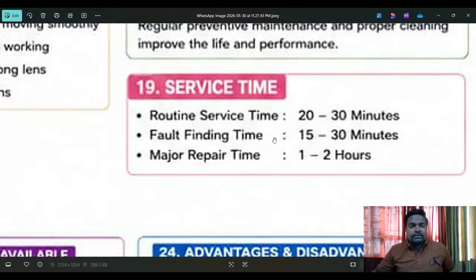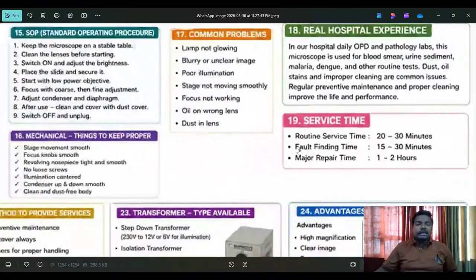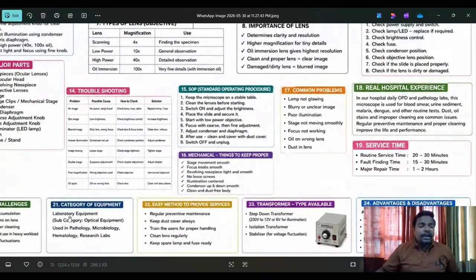Okay, right. And fault finding time is 15 to 30 minutes, and major repair time is 1 to 2 hours. Why do I say 1 to 2 hours? Because all the lenses need to be opened, and sometimes the transformer and burner nut we have to check. When you open all the things, then you have to fix them, and it takes a minimum of 1 hour. These are the 19 points. Next, I'm going to show you point 20.